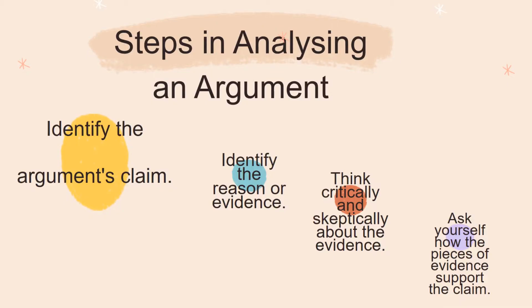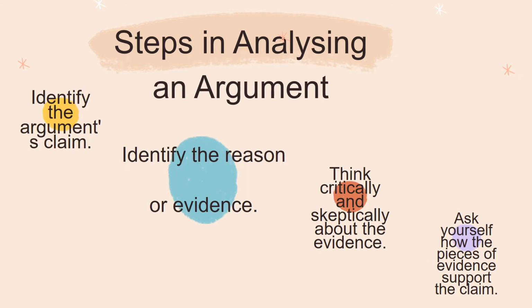The first step in analyzing an argument is to identify the argument's claim. In order to do that, you need to know the point of the argument. What is the conclusion the author is trying to persuade the reader to accept as true? The next step is to identify the reason or evidence. What you need to do here is to examine all of the pieces of evidence presented so that you will know if the claim is properly supported by the pieces of evidence.